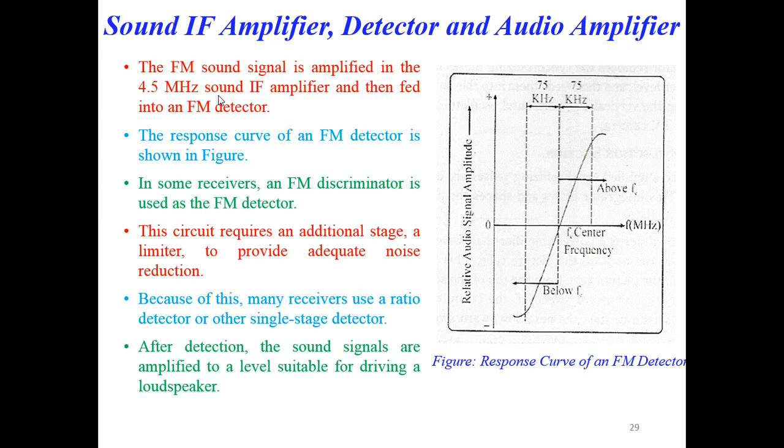The response curve of an FM detector is shown here. We have seen that the response curve is like this one. In some receivers, the FM discriminator is used as FM detector. This circuit requires an additional stage, a limiter, to provide adequate noise reduction. Because of this, many receivers use a ratio detector or other single stage detector. After detection, the sound signals are amplified to a level suitable for driving a loudspeaker.